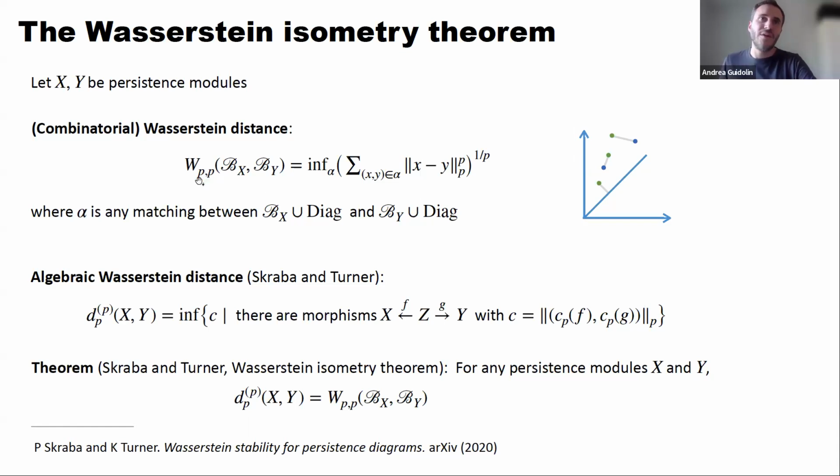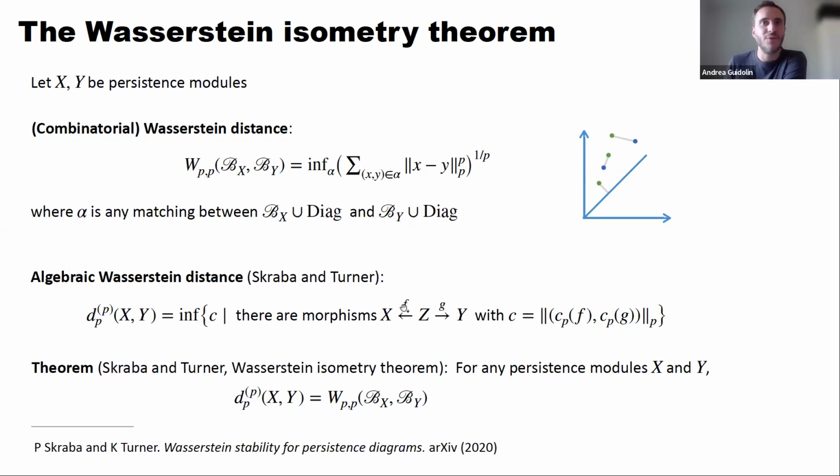This is the usual definition. It has parameters p and p because we're comparing points on the plane with the p-norm, and then we are also combining the costs with the p-norm. But we can also define an algebraic Wasserstein distance. Skraba and Turner did this in their paper, which is a distance between persistence modules, and it's defined as the infimum of a set of real numbers C that are associated with pairs of morphisms from a third persistence module Z.